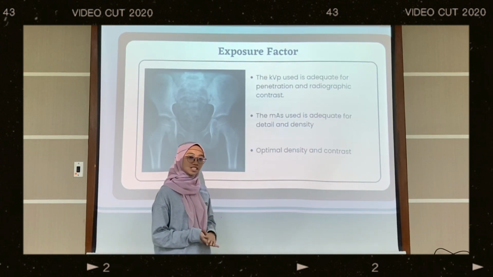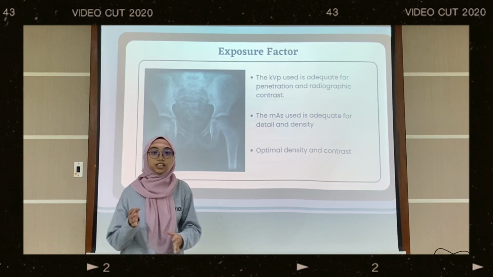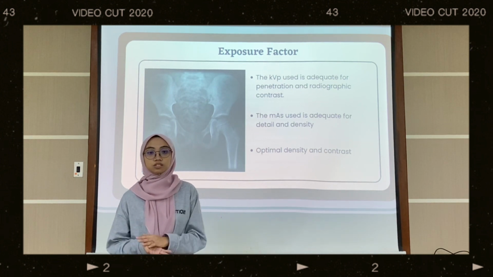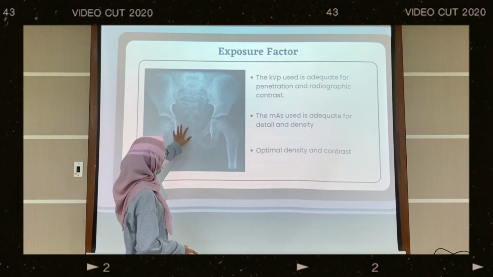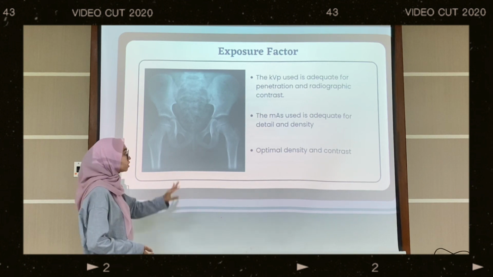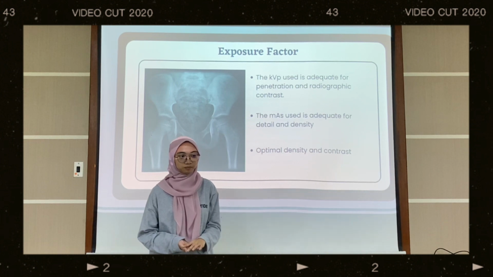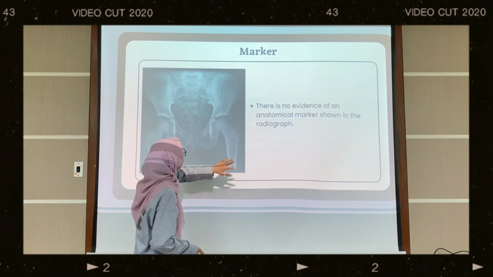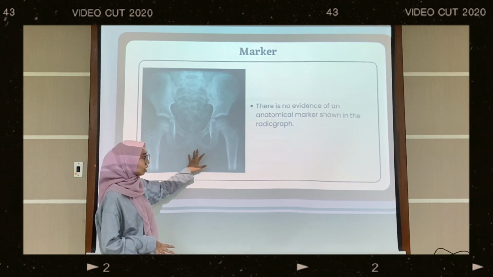Okay, the next one is exposure factor. The kVp used is adequate for penetration and radiographic contrast. The mAs used is adequate for detail and density. As you can see in the image here, optimal density and contrast are being used. So you can see the image clearly. The next one is marker. For this radiograph, there is no evidence of an anatomical marker shown.